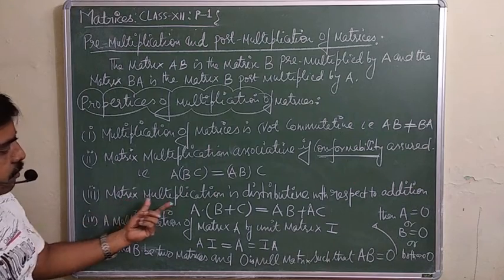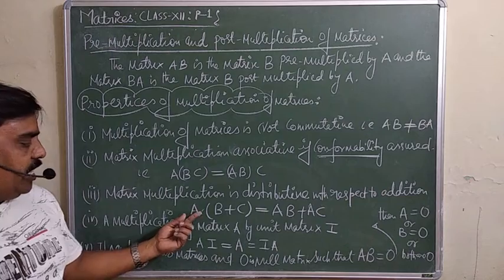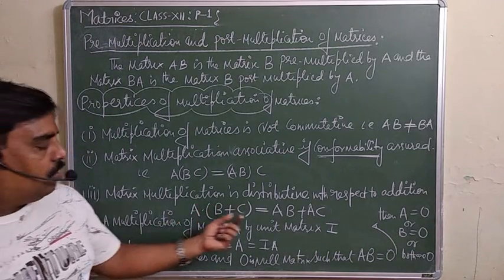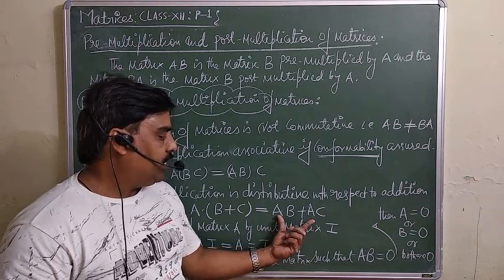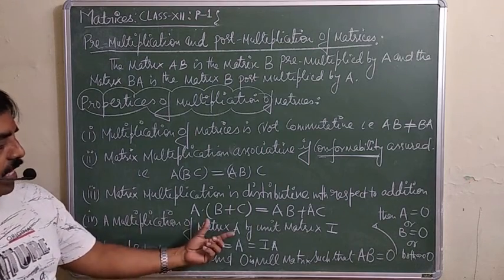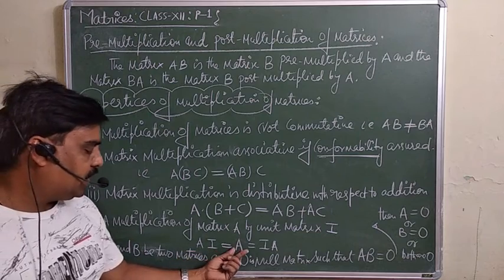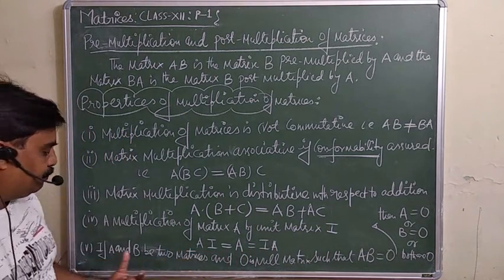Third, matrix multiplication is distributive with respect to addition. If you are doing A into B plus C, whether you add the matrices B and C first and then multiply with A, or multiply B with A and C with A and then add, you will get the same result. Fourth, the multiplication of a matrix A by the unit matrix I: A into I will be the matrix itself, or I into A is the matrix itself.